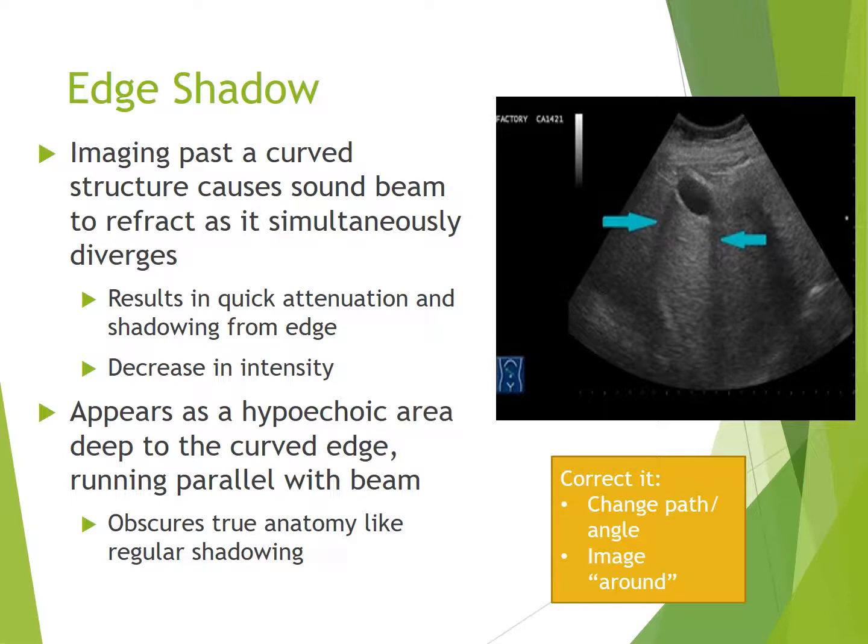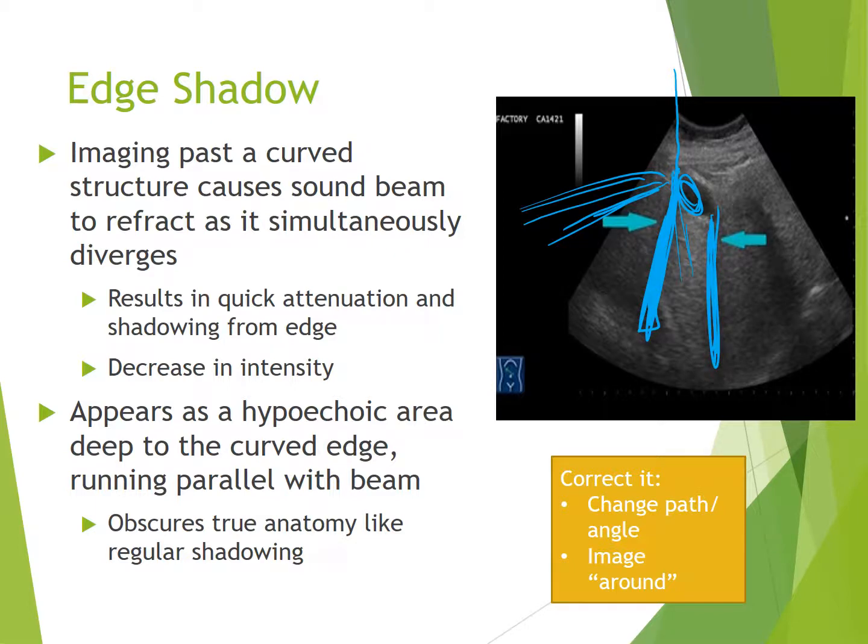So as the sound is coming in to the body, it's hitting the edge of the circular structure here. As it hits it here, it's going to refract. So some sound is going to shoot off this way and diverge at the same time. Some sound is going to head other ways, and what we get is this very obvious line of shadow off of the edge of the curve.